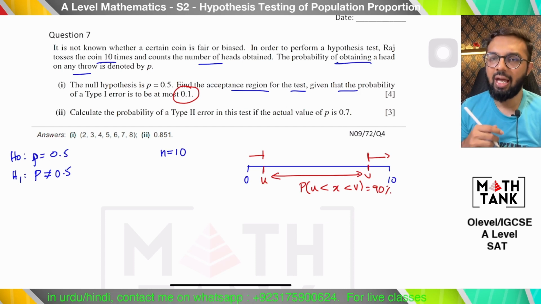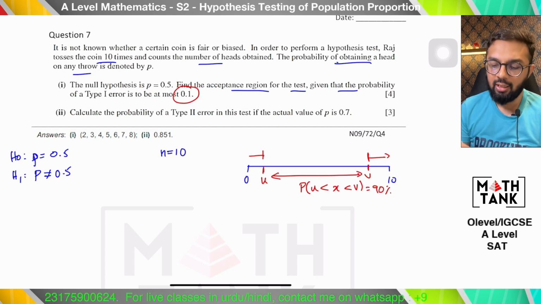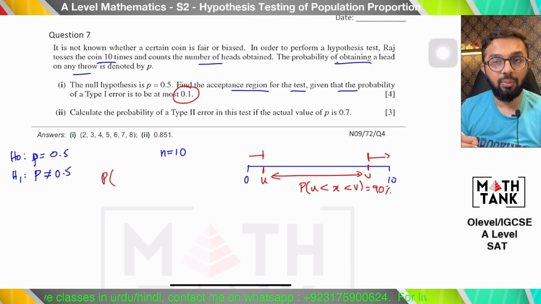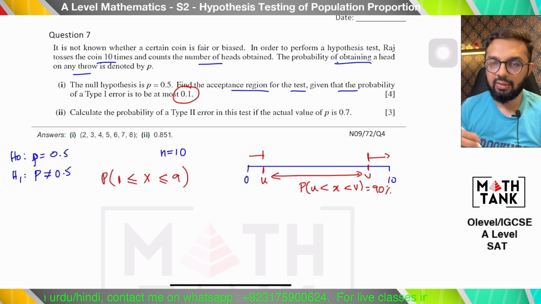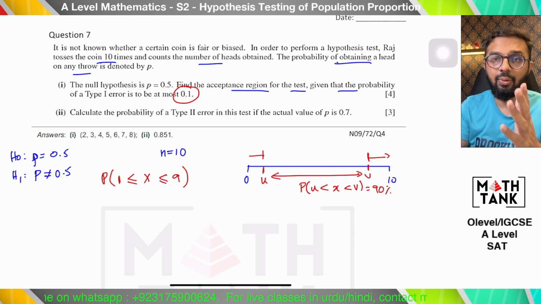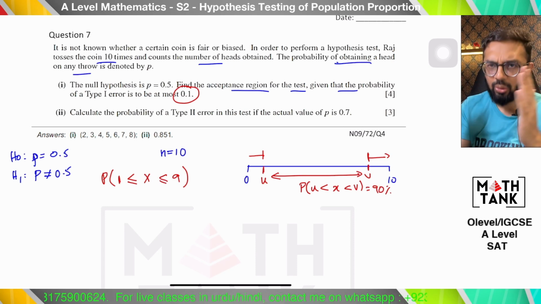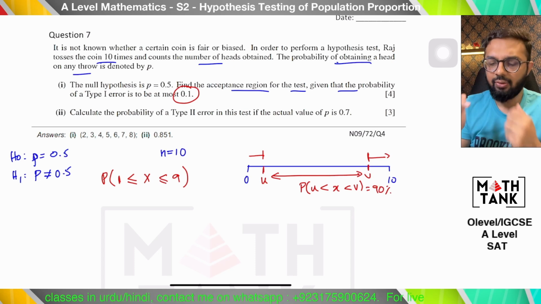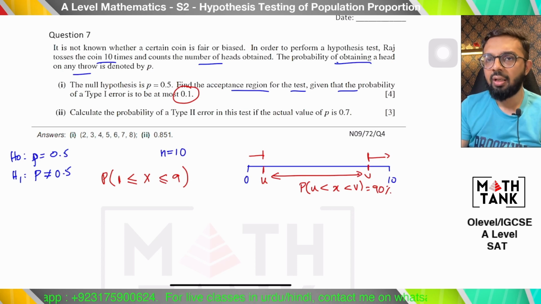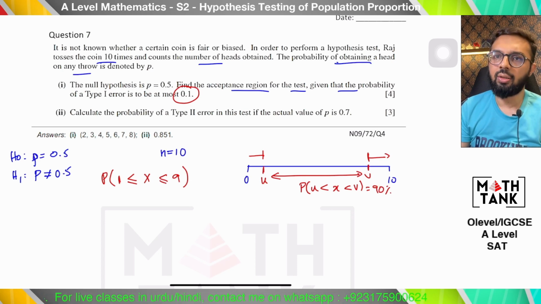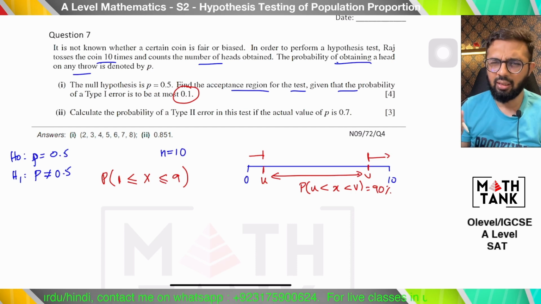Remember that it always has to be symmetric. Rejection region has to be equivalent on both sides. So I'm going to start doing a bit of trial and error. Let's keep that as 1 and let's keep that as 9 for now. I know from 0 to 10 it's going to be 100%. So I've closed in on both sides to find our acceptance region. If this comes out as 90%, I'm absolutely fine. Otherwise, if it's greater than 90%, I'll have to make it narrower.